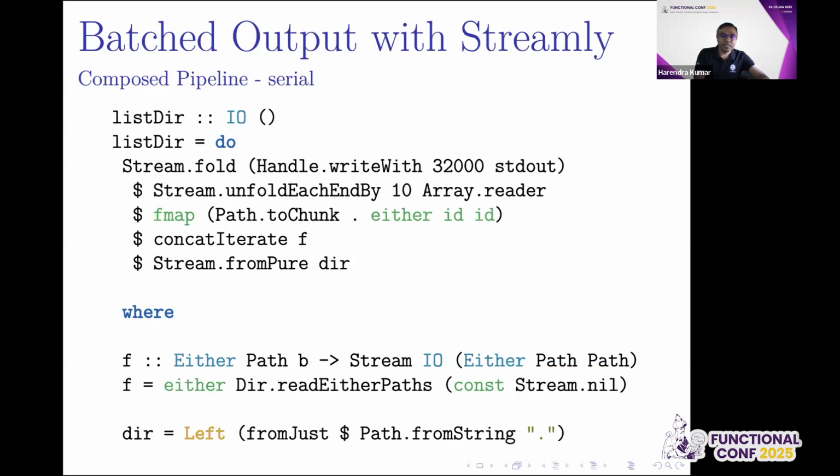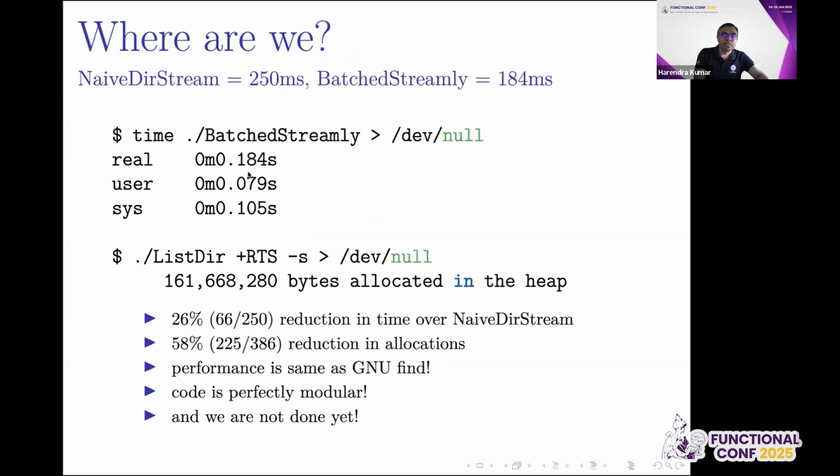What we did in this case is we are batching the paths. So we are not doing individual system calls, individual putStrLn for each path. Instead, we are doing one IO for the entire buffer of 32K. Now with this, we get 184 millisecond time, and the allocations are 161 MB. So now 26% reduction in time over the data stream version that we had, and 58% reduction in allocations. And the performance is same as GNU find, which was 184 millisecond. And code is perfectly modular, but we are not done yet.